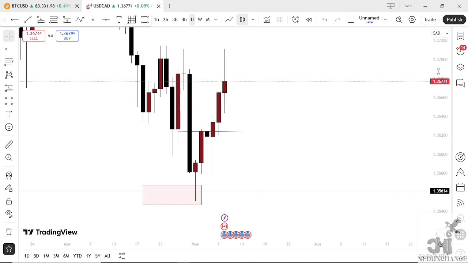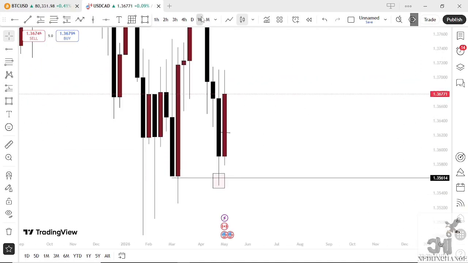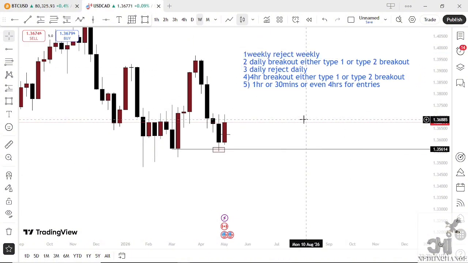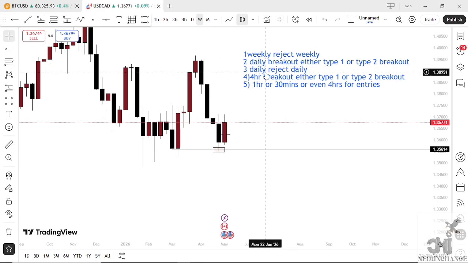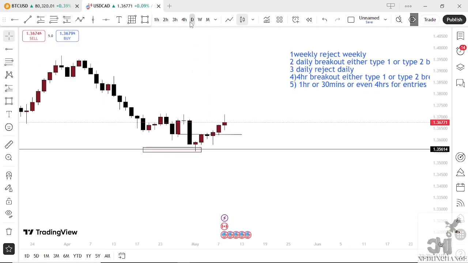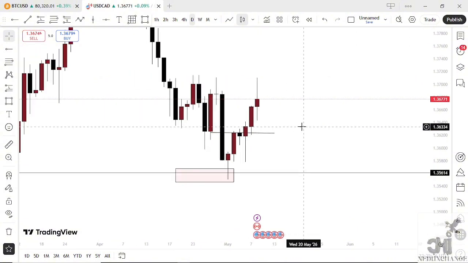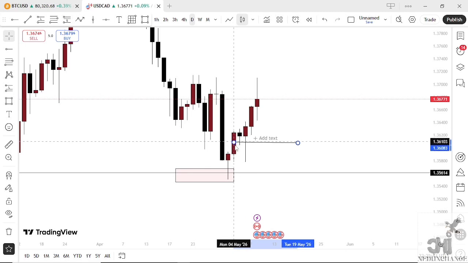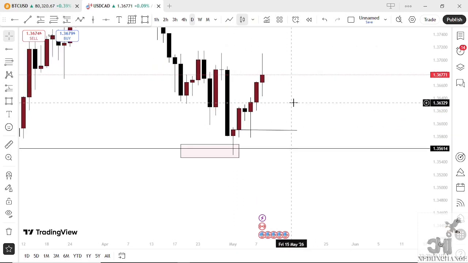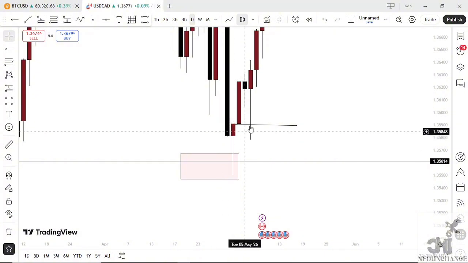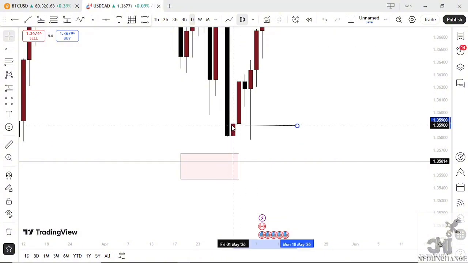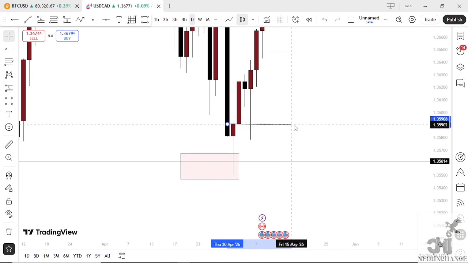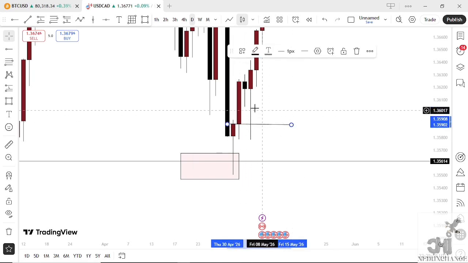What was next on the list? Let me see. Next on the list is your daily with your daily. Now, this is your daily after the breakout has happened already. For those of you who don't know, this right here is called an open close level. So this daily candle rejected to this open close level.